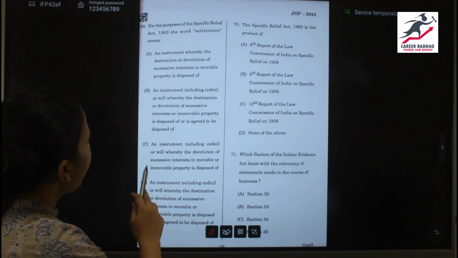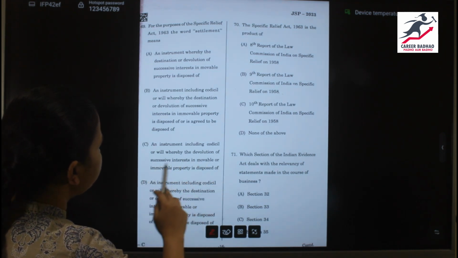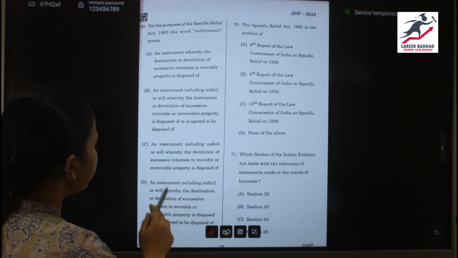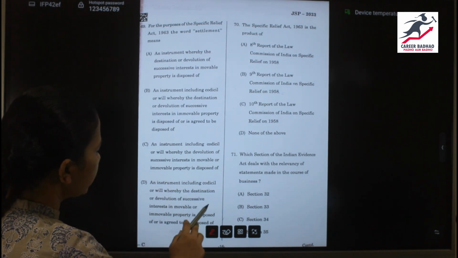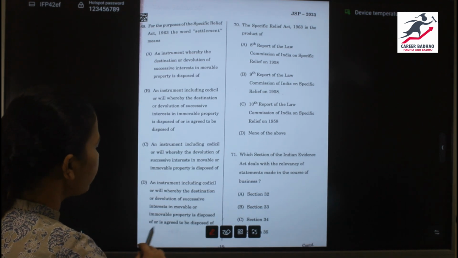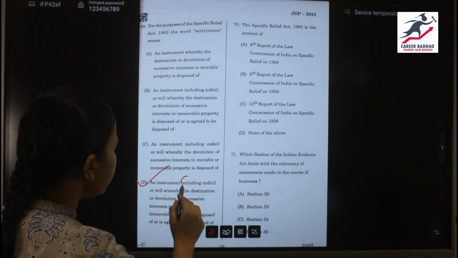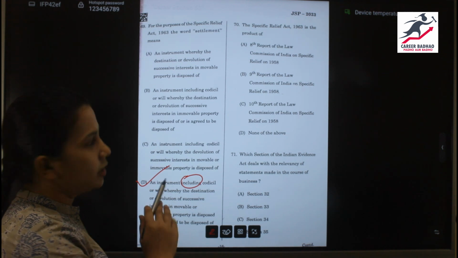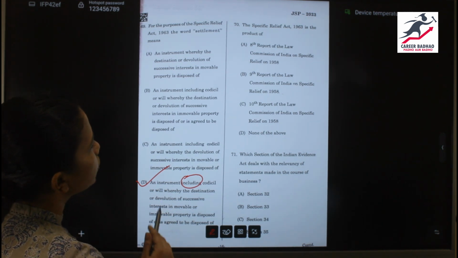Option C, an instrument including codicil or will whereby the devolution of successive interest in movable or immovable property is disposed of, no. Option D, an instrument including codicil or will whereby the destination or devolution of successive interest in movable or immovable property is disposed of or is agreed to be disposed of. So the correct answer is D. However, here the word including won't be there. So here there is a defect in the question. Maybe OPSC may consider the same. Let's move to question number 70.